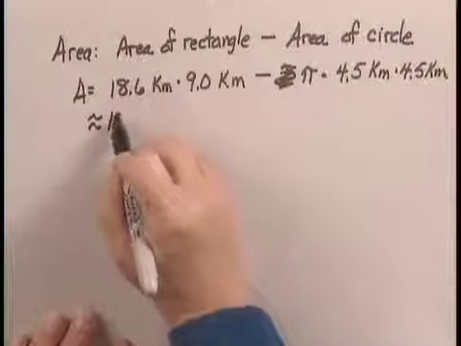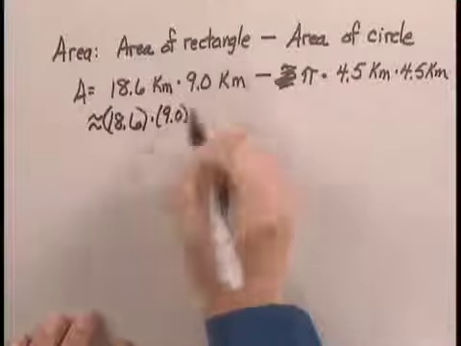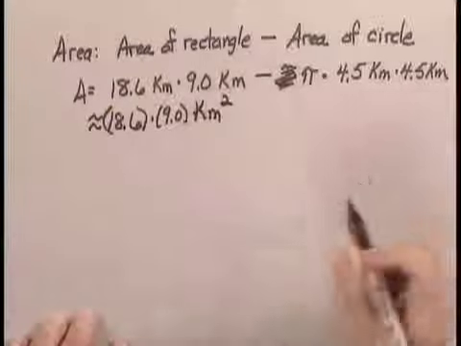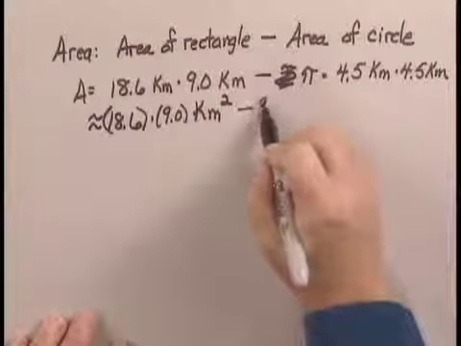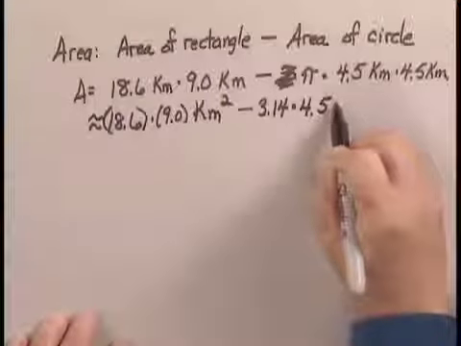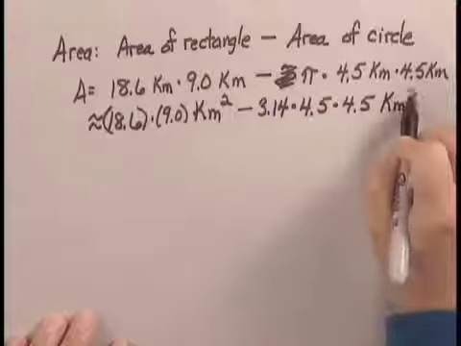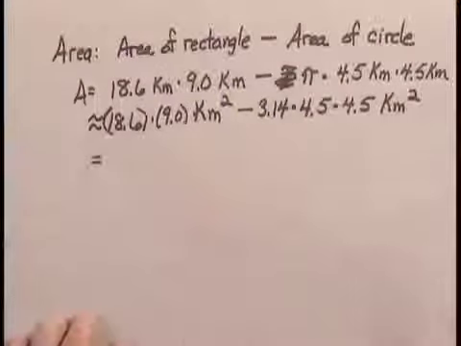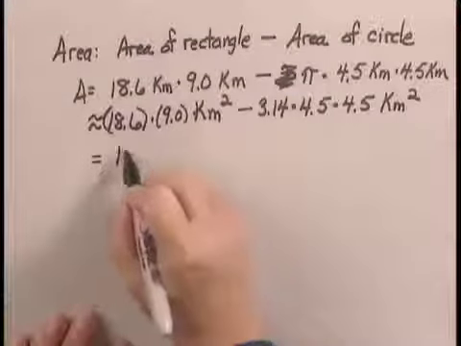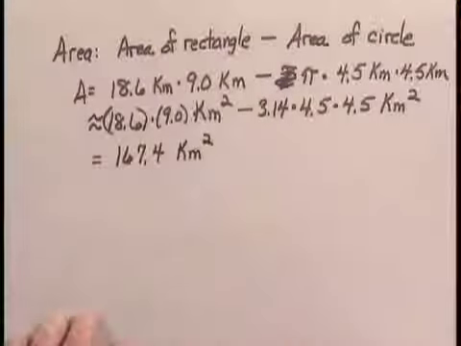I have 18.6 times 9.0 kilometers, or I can write that as square kilometers, minus 3.14 times 4.5 times 4.5, and that's also square kilometers. Now, when I multiply, I need to multiply 18.6 times 9, and that is 167.4 square kilometers. That's the area of the large rectangle.